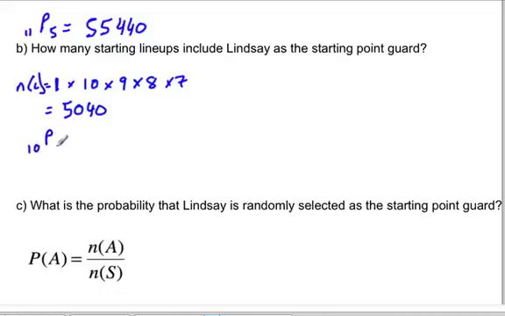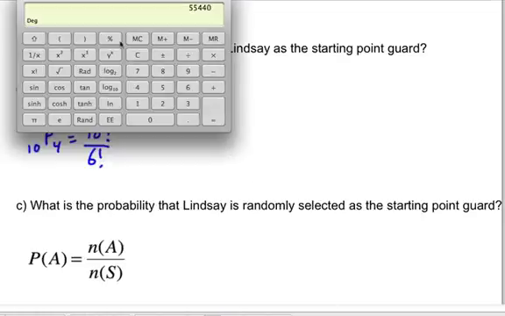Now, we could also do this using permutation, because this is a permutation of 10, because we got 10 people to choose from, and we're going to pick 4 of them to round out our starting rotation. So it's going to be 10 factorial over 10 minus 4 factorial, which is 6 factorial. And so recall that on your calculator, 10 factorial divided by 6 factorial is equal to 5,040.